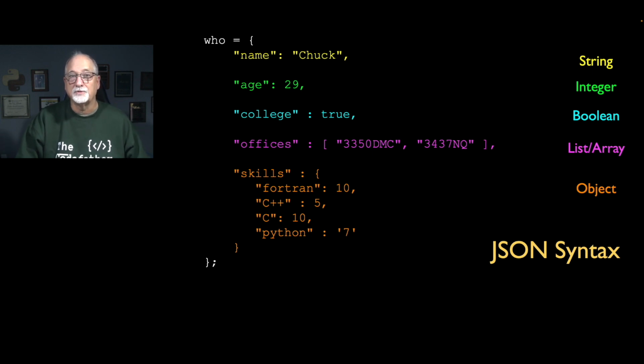I could say who equals x, or I could say who equals open curly brace, name colon Chuck, age colon 29, college colon true. You can have strings, integers, booleans. You can have lists, and you can have objects within objects, and lists within objects, and so on. So it's a pretty simple syntax.